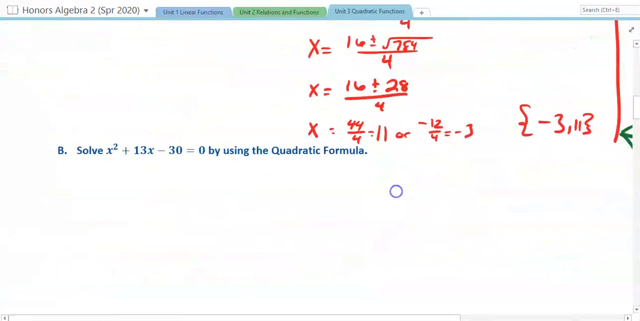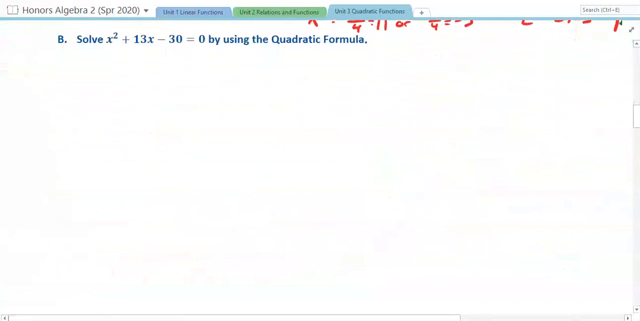Okay? And so try this one out. You got x squared plus 13x minus 30 is equal to 0. Pause the video, try this quadratic, and solve it out.